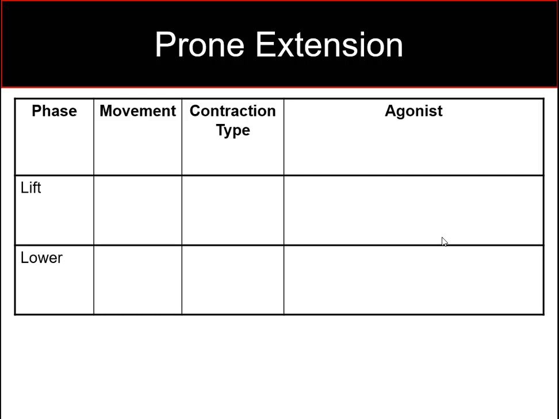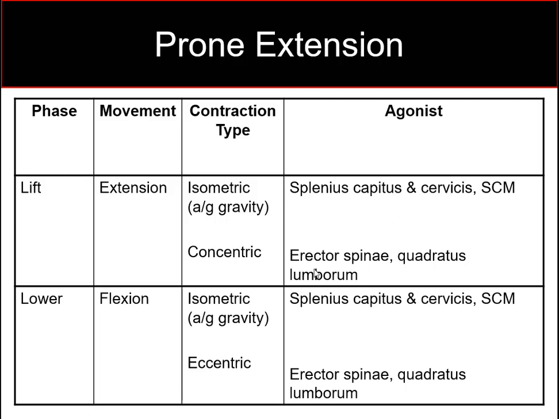So the next exercise is prone extension. Let's say you're laying on your bed face down, and someone's sitting on your legs, or your legs are anchored, and you are trying to lift your trunk up. So you're like a seal trying to look forward. The lift phase is going to be trunk extension, cervical extension. That's going to be concentric. That's going to be the trapezius, the splenius capitis, the erector spinae, quadratus lumborum. On the way down, you're going from an extended position to a flexed position, but it'll be eccentric, and it's going to be the same muscles.